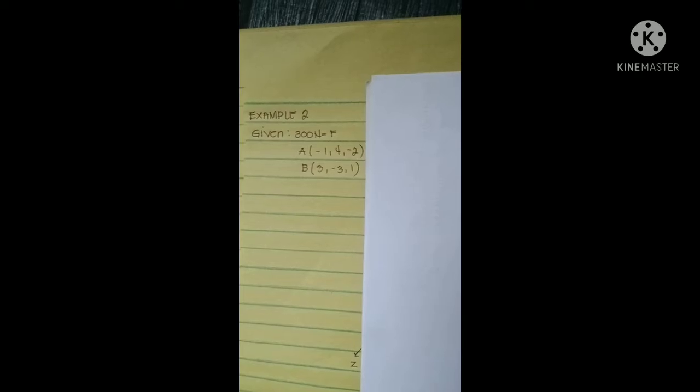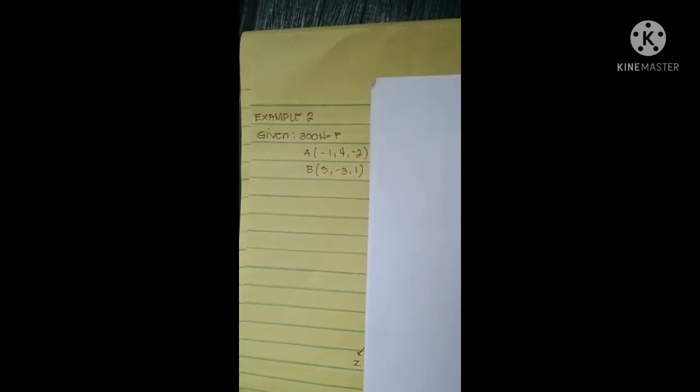A force F having a magnitude of 300 Newton passes from the point A having a coordinate of -1, 4, and -2 towards B having a coordinate of 3, -3, and 1. Find its component parallel to X, Y, and Z axis.